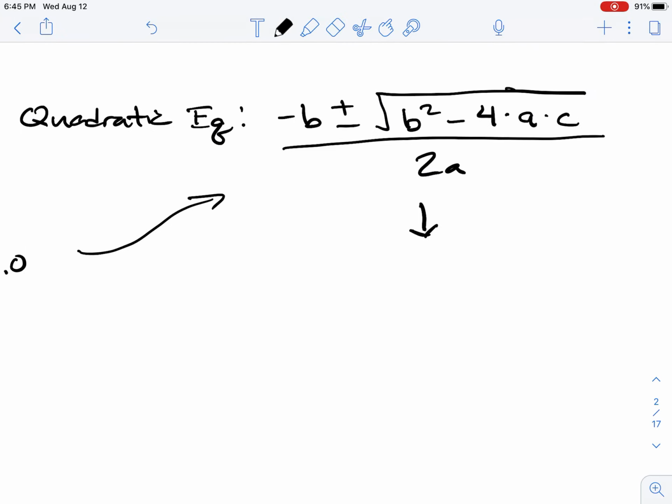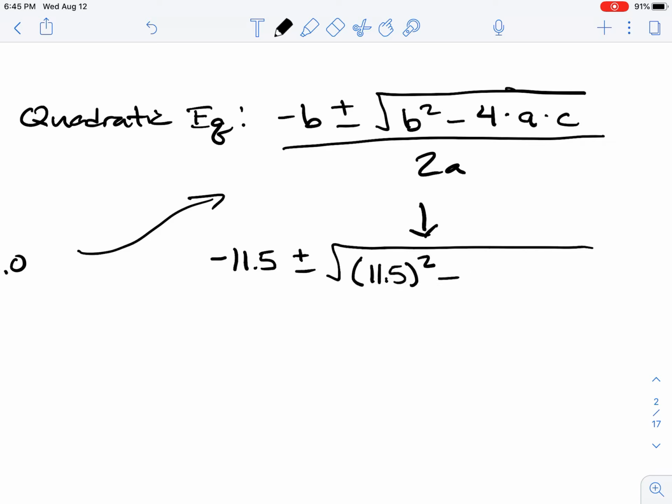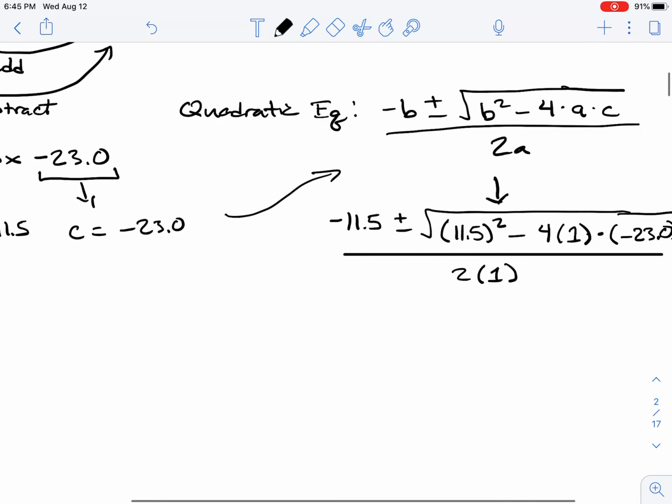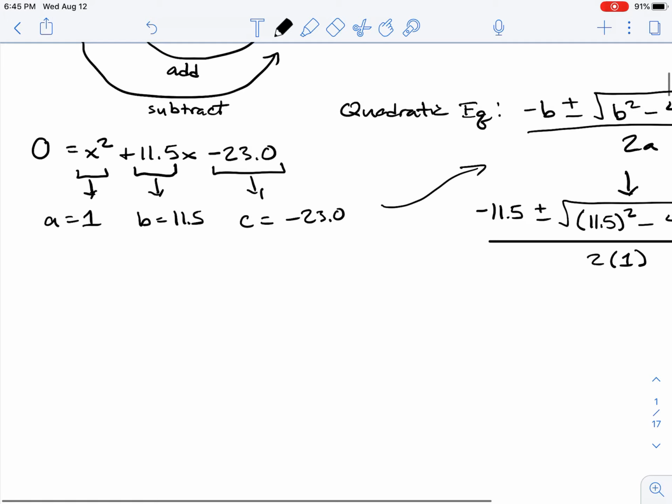It's easier for me to write. So negative 11.5 plus minus the square root of 11.5 squared minus 4 times 1 times c, which is negative 23, over 2 times 1. Okay? So I've basically substituted all values of a, b, and c with what they are based on this quadratic expression.